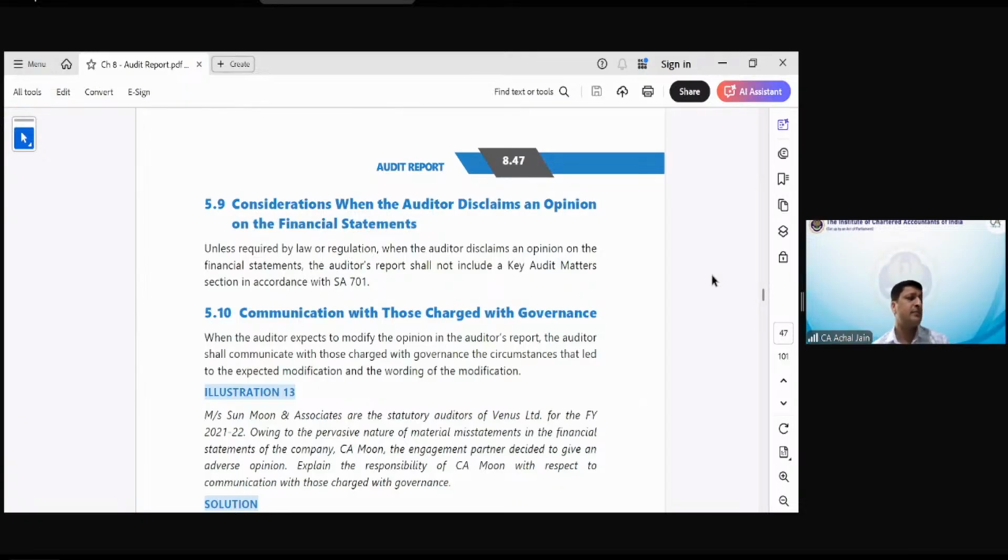Over to you. Very good. It's a very good question because if you remember, we discussed communication with those charged with governance. We have also discussed a type of modification which the engagement partner auditor has already planned. Yeah, quickly, over to you. So, what should be done in the given scenario? Over to you quickly.